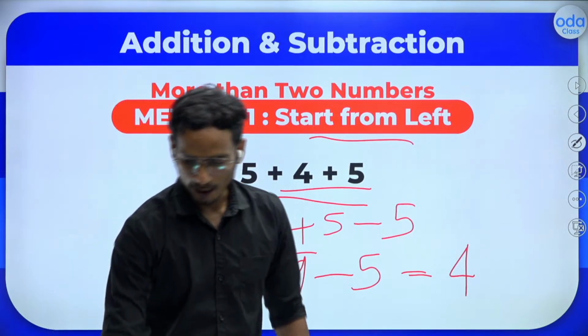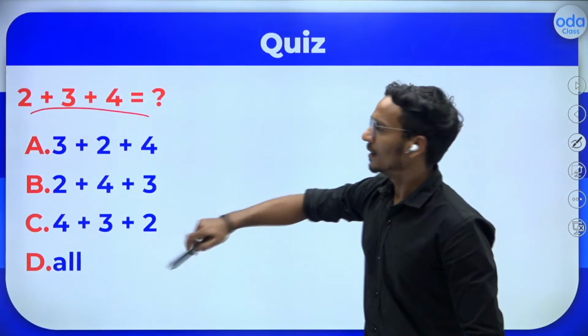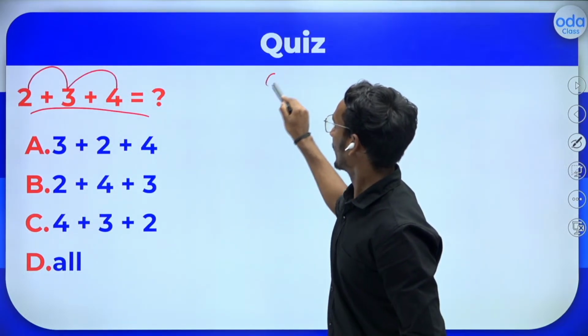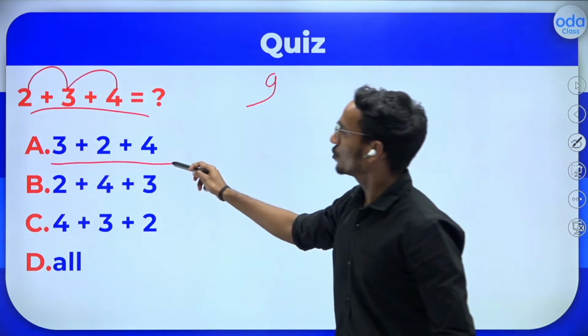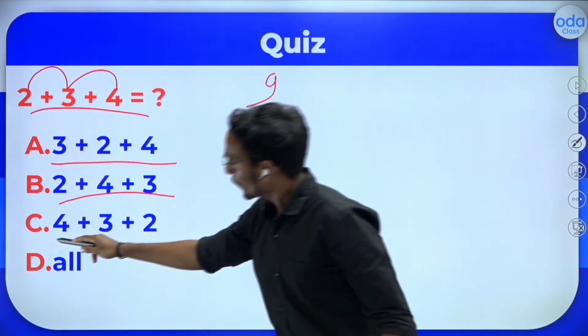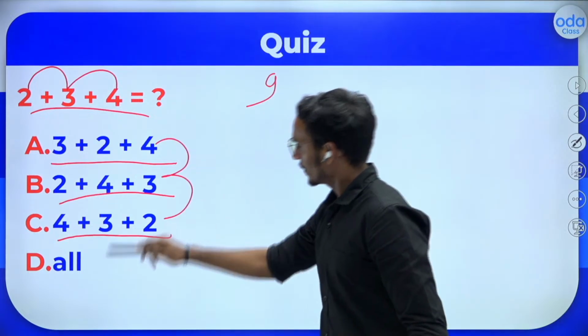एक क्वेश्चन ट्राई करते हैं फटाफट से. For example, 2 plus 3 plus 4 simple है. 2 plus 3 that is 5. 5 plus 4 it is equal to 9. Correct. But the question में options देखो. 3 plus 2 plus 4, 2 plus 4 plus 3, 4 plus 3 plus 2. कुछ भी करेंगे. ठीक है.